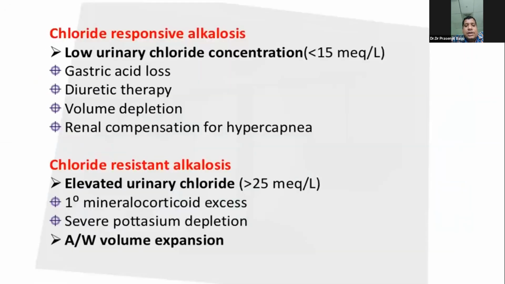Chloride-responsive alkalosis: low urinary chloride concentration, less than 15 mEq per liter, from gastric acid loss, diuretic therapy, volume depletion, renal compensation for hypercapnia. Chloride-resistant alkalosis: elevated urinary chloride, more than 20 mEq per liter, and primary mineralocorticoid excess, severe potassium depletion associated with volume expansion.